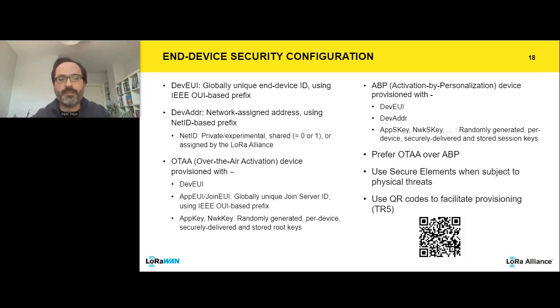For example, if the device cannot perform the join procedure, cannot receive a downlink frame, in which case it'll be stuck with ABP. But those are very corner cases. And in case the device maker or the device owner wants to have hardware level security for safeguarding the cryptographic keys and their generation, we recommend using secure elements.